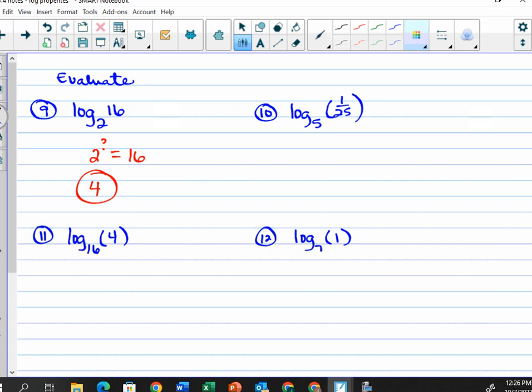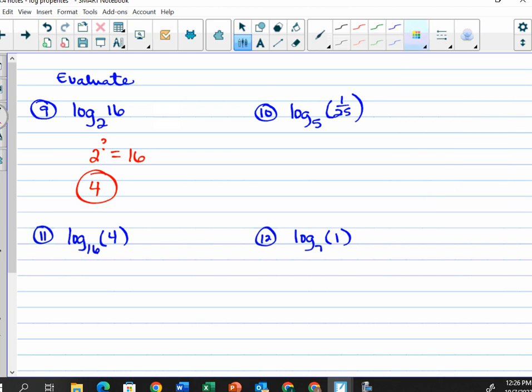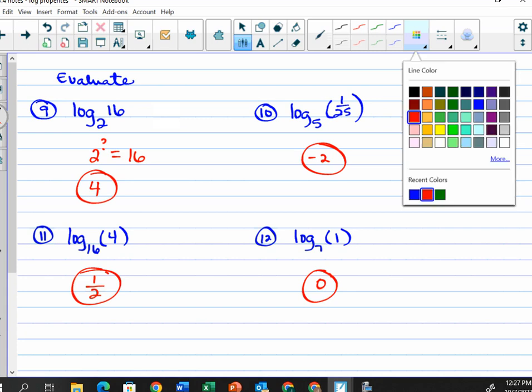All right, guys, number 10, what'd you get? For 10? -2, yes. You know 5 squared is 25. We need it to be a fraction, so it is -2. All right, what about 11? 1/2, good, we remembered. I need to take the square root of 16 to get 4, which means I need an exponent of 1/2. And what about number 12? Yay, you guys are crushing it. 7 to the 0 is 1. Nice.